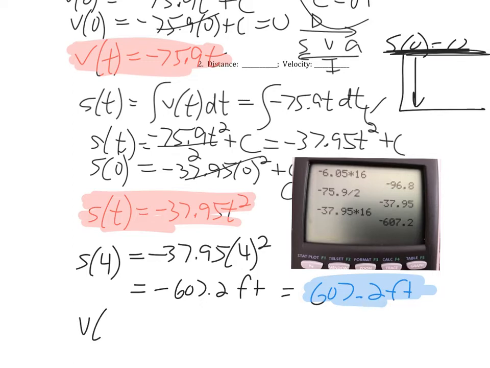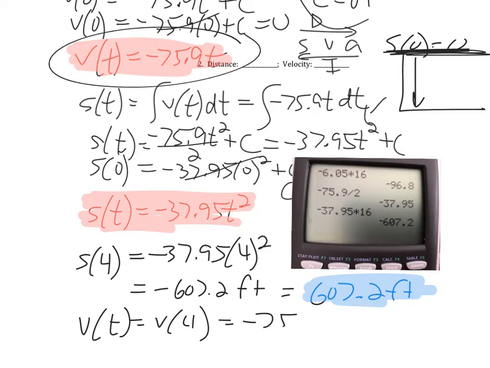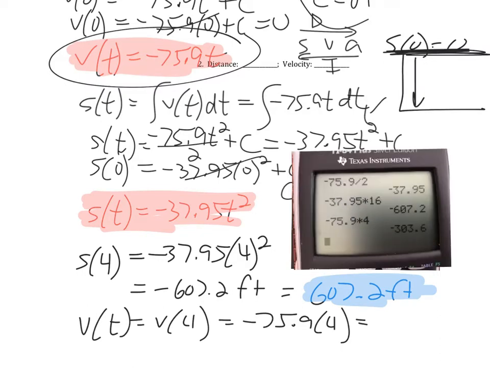Then what was the velocity on impact? So that's going to be evaluating v of 4. So here our velocity function, negative 75.9 times 4, or negative 303.6 feet per second. And since it's falling downward, the velocity, they tell me in the science world, can be negative. So there's our answers for that one.